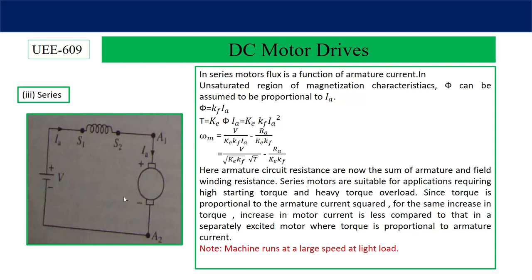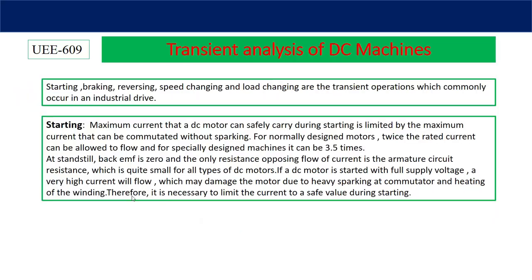So suitable circuitry is to be connected to limit this starting current. As soon as the motor starts rotation, EMF develops across this motor, and the opposing force is now ready to oppose the armature current. Then slowly the current limiting arrangement can be removed from the circuit. This we will discuss in detail with some example. Therefore, it is necessary to limit the current to a safe value during starting.